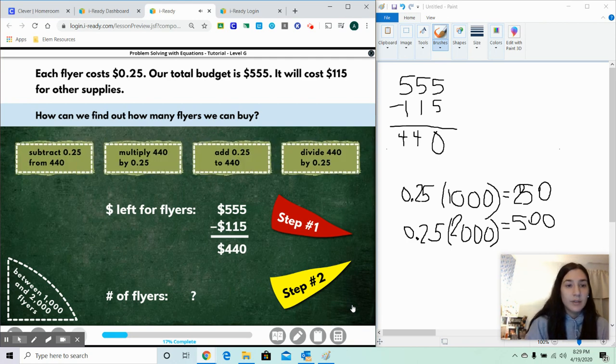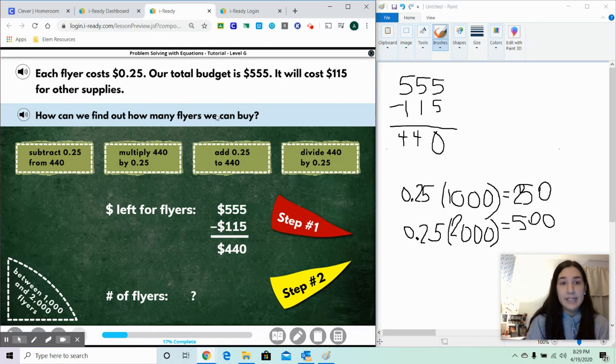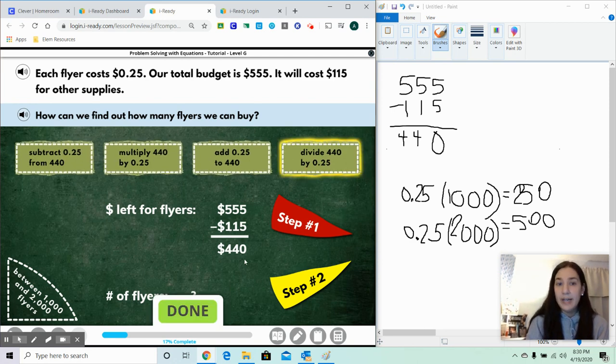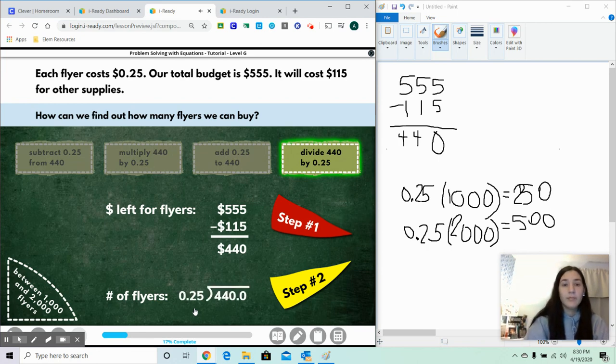What's next? How can we find out how many flyers we can buy? So if we know we have $440 and each flyer is 25 cents, we want to divide to solve for that number. So we're going to do 440 divided by 0.25, which tells us we can get 1,760 flyers. So first it's just asking us what operation we're going to do. We said we're going to divide. Done. Right. We divide the amount of money we can spend on flyers by the cost of each flyer to see how many we can buy.